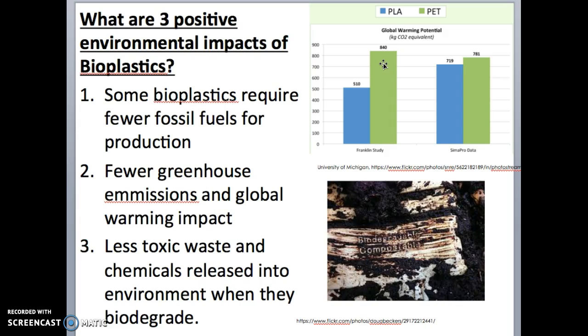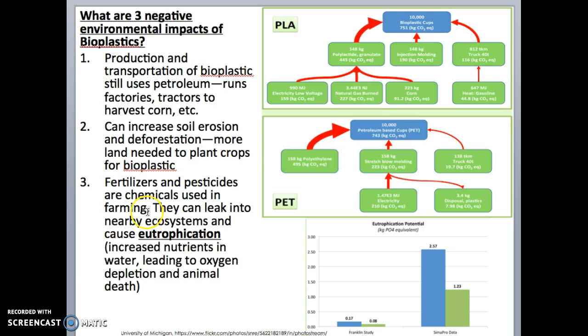Another positive environmental impact is that less toxic waste and chemicals are released into the environment when they biodegrade. So remember, a disadvantage of petroleum-based plastics is that it could release bad chemicals like phthalates or BPA or styrene into the environment, which can negatively impact living things. But when these plastics are decomposed or composted, it actually breaks down into plant matter, which is better for the environment. Now let's look at some negative environmental impacts.